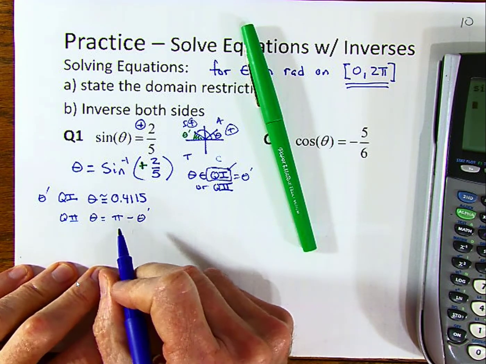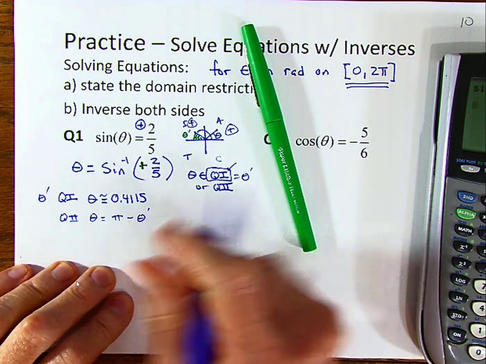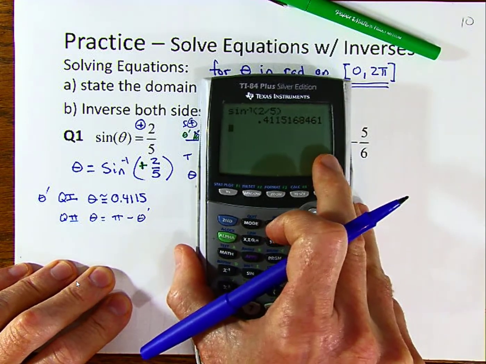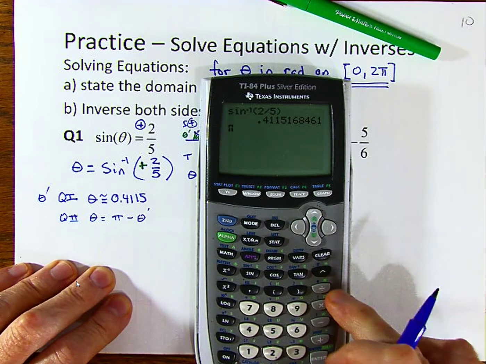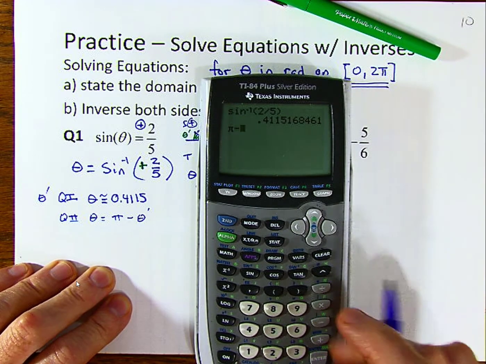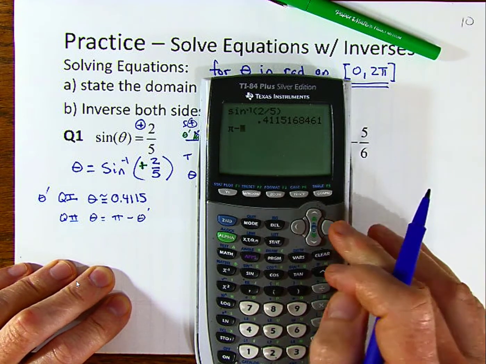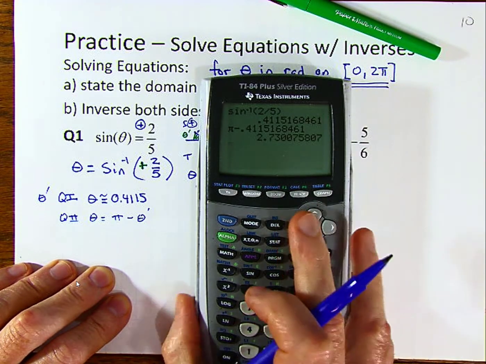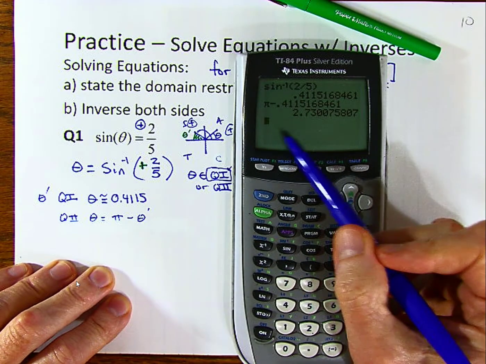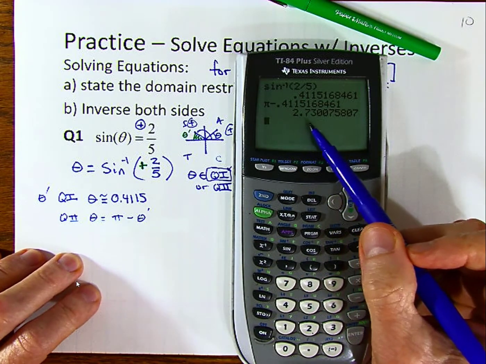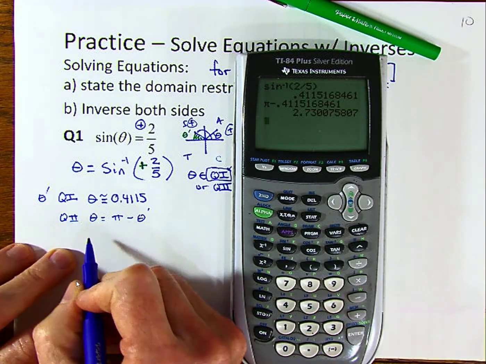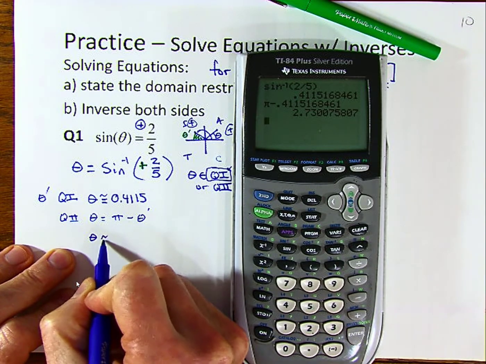Now, I'm working in radians, so I'm working with these decimals of pi, and so I'm going to need my calculator to do that for me again. So I'm going to come in here and put in pi minus, here's the reference angle, so I'm going to go up there and grab it, hit enter, and then enter the subtraction. And the second quadrant angle is 2.7301. We'll go out to 4 decimals here.